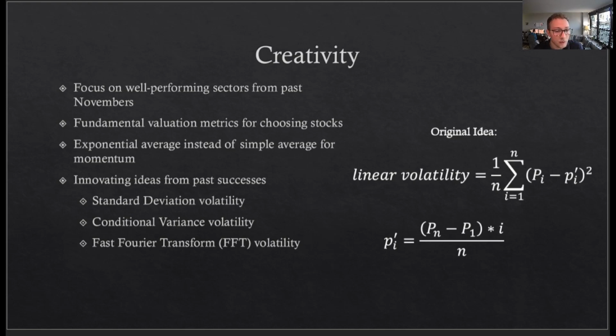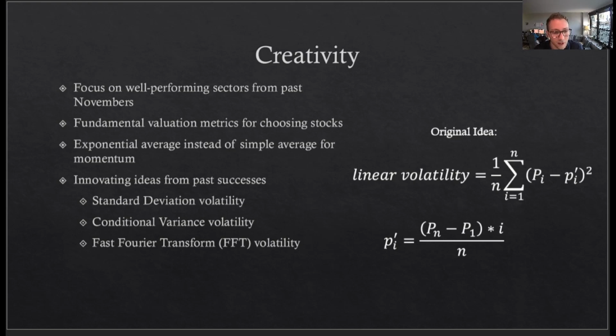We also improved how we calculate volatility to make our algorithm more robust. We can now choose from different ways of calculating volatility from the original linear volatility that we had previously defined. The standard deviation volatility is calculated using the standard deviations of prices. The conditional variance volatility is calculated using the standard deviation of the magnitude of minute-by-minute price changes.